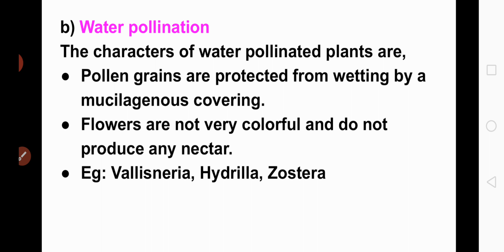Coming to the examples, as I said before, Vallisneria and Hydrilla, which are found in freshwater habitats, and Zostera, which is also called a seagrass, which is found in marine environments. Is that clear?